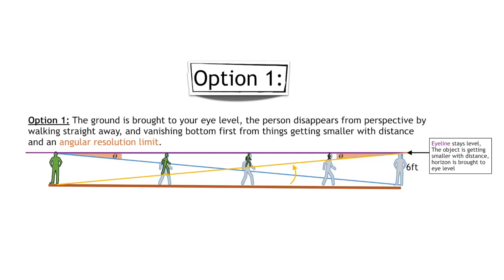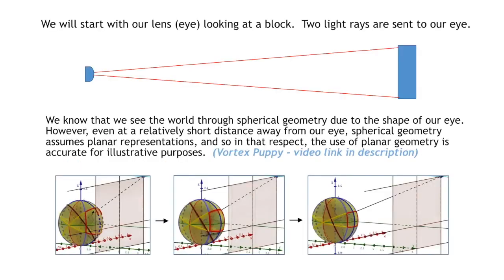So option 1, the ground is brought to your eye level. The person disappears from perspective by walking straight away, vanishing bottom first, from things getting smaller with distance, and angular resolution limit. We will start with our lens or eye looking at a block. Two light rays are sent to our eye. We know that we see the world through spherical geometry due to the shape of our eye. However, even at a relatively short distance away from our eye, the spherical geometry assumes planar representations, so in that respect the use of planar geometry is accurate for illustrative purposes.